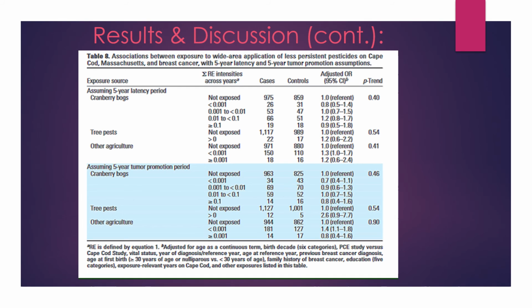Here is table 8, another table illustrating some of the results that they found in this study. Once again, similar to the last slide, this table shows associations between the exposure of the cases and controls, and also the wide area application of the less persistent pesticides, and also takes into account a 5-year latency period to see if there was a delayed effect, per se, of the cancer incidence coming up after the exposure. Once again, you can see there is not really a significant difference, and no significant association can be made in comparing the cases with the controls.